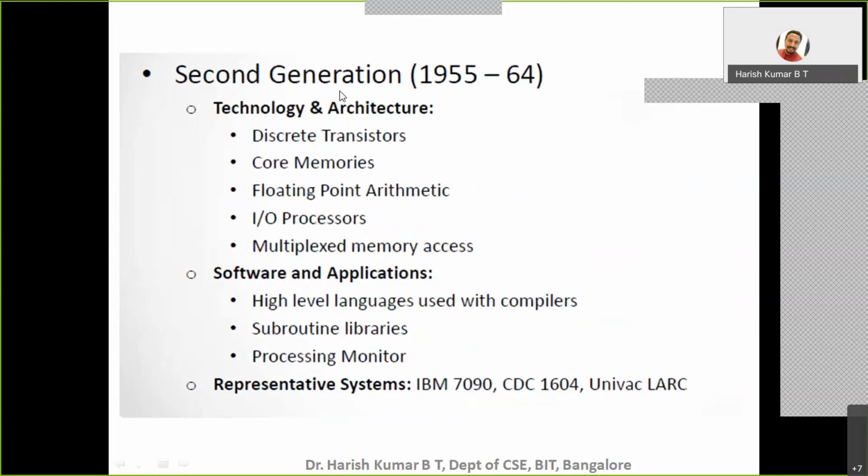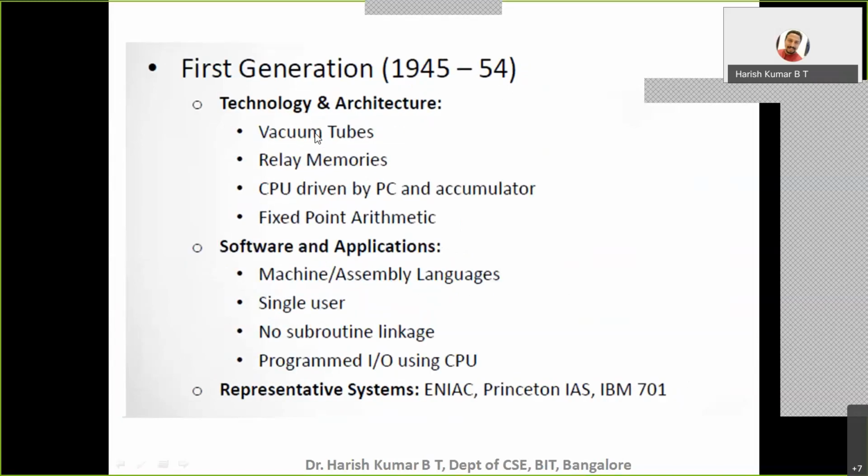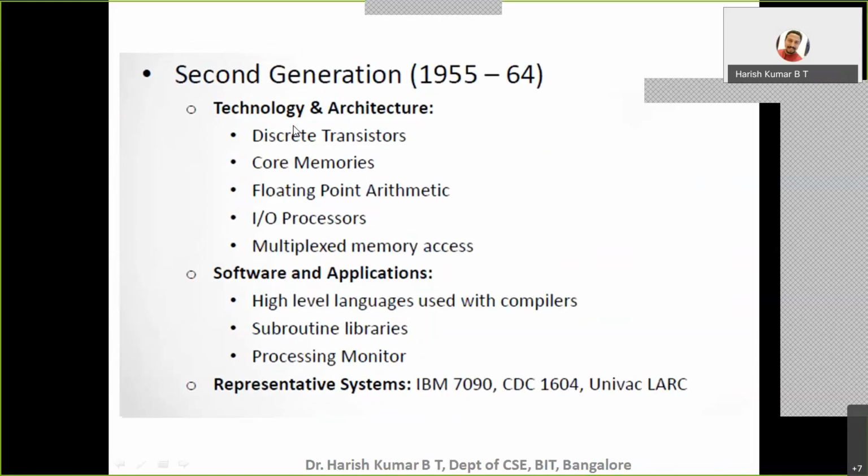Now, second generation, again it goes something like a comparative study. Second generation computer systems, 1955 to 64. This is the hardware technology. In the second generation computer, all the vacuum tubes which were there in the first generation were replaced by transistors and diodes. And all the relay memories got replaced by magnetic core memories. The magnetic core memories started coming.